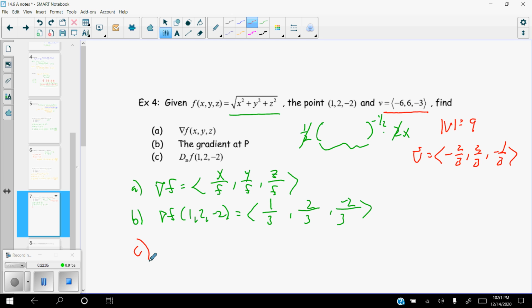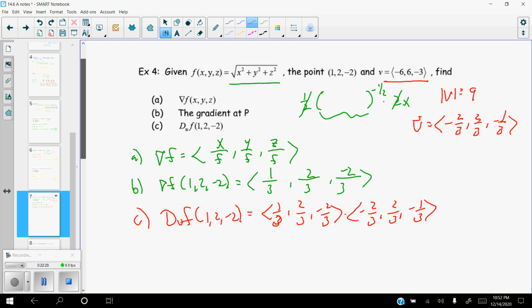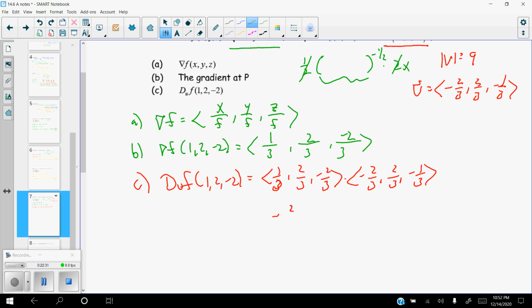So for part C, we want the directional derivative at the point (1, 2, -2). So we're going to have (1/3, 2/3, -2/3) dotted with (-2/3, 2/3, -1/3). So what are we going to get here? -2/9 plus 4/9 plus 2/9. The 2/9 are going to cancel out. Looks like we get 4/9. So that's your slope.